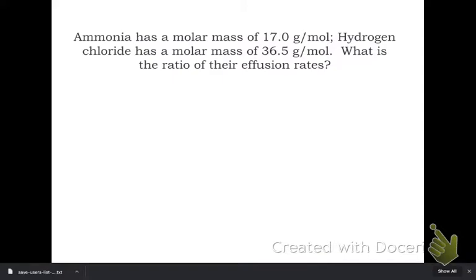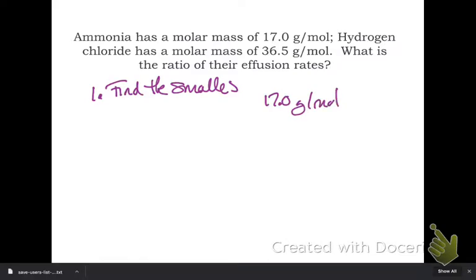So if we were to plug this in, and you can do this on paper and then insert a picture into your note-taking guide, let's start at the beginning. We're going to find the one with the lowest molar mass. So find the smallest. Okay, so we've got 17.0 grams per mole, and we have 36.5 grams per mole. And so this is our smallest. The smallest is going to go into the denominator.